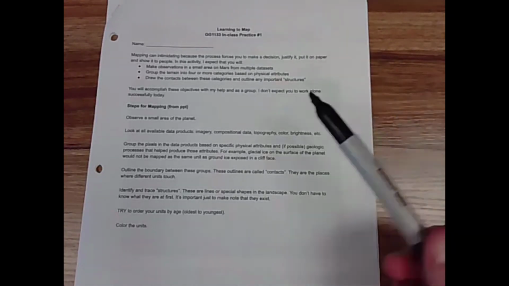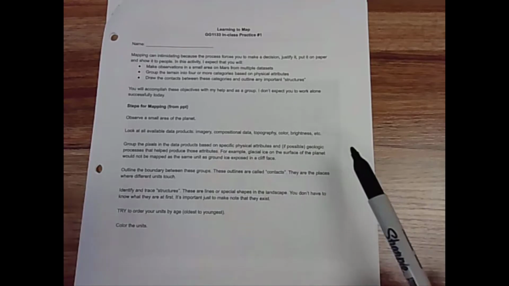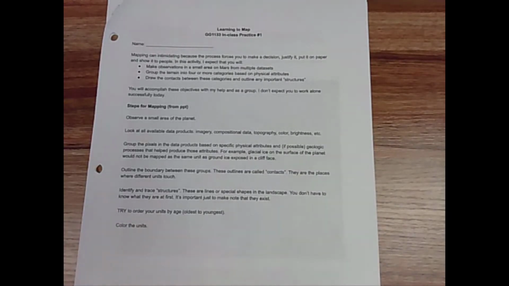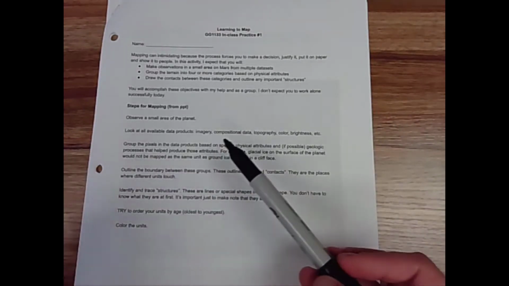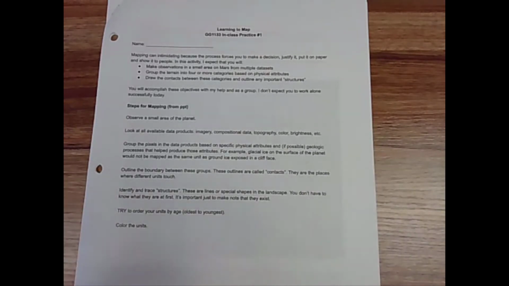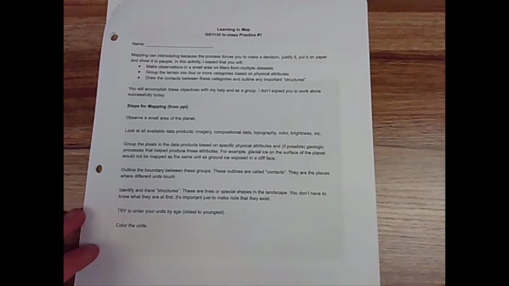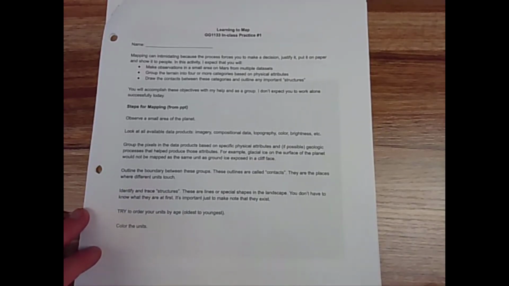So the way that I do this is I look at all of the available products, all the available imagery, compositional data, topography. If I've got color imagery, I'll pull that. And then I group the pixels based on specific properties. And I do that by labeling things in the picture and really bringing my attention to all the detail that's in the picture. And then I go ahead and group the units and draw the contacts.